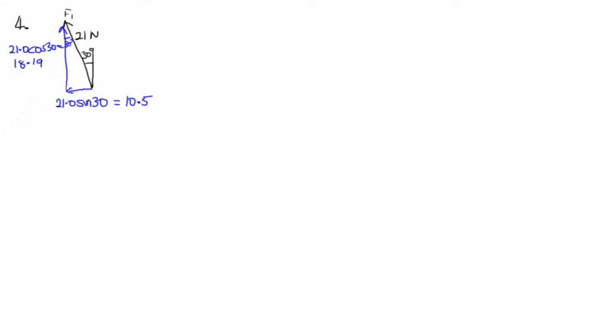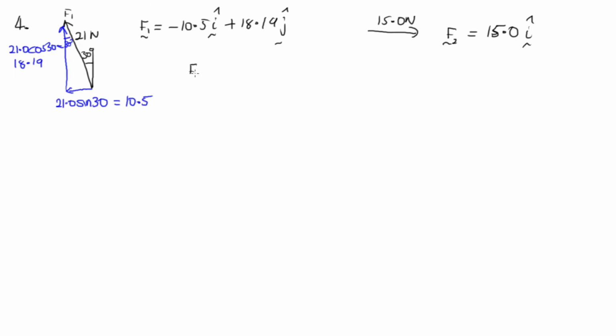18.19. So we can say F1 is equal to minus 10.5i. I've got the negative because this is pointing to the left, and the vertical direction is j and it's going up, so that's plus 18.19j. Now force 2 is actually a bit easier because it's just going along the x-axis in the horizontal direction, and it's got a magnitude of 15 newtons. So we can write F2 is equal to 15.0i.